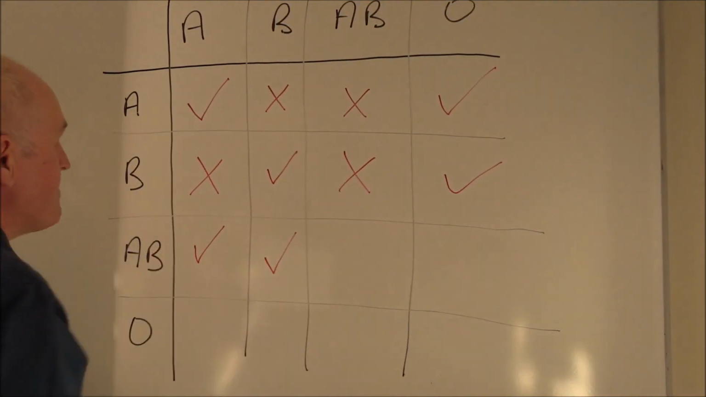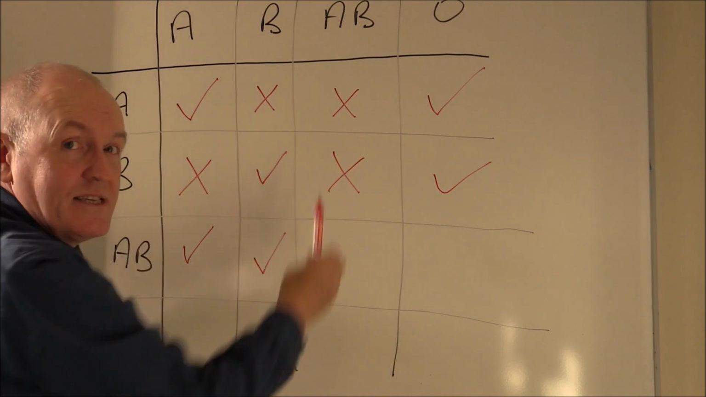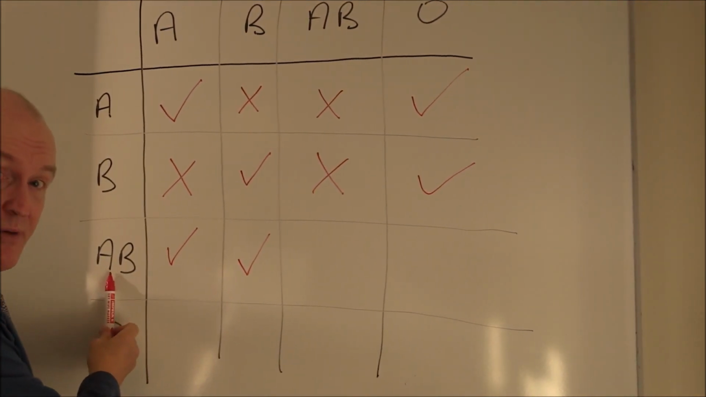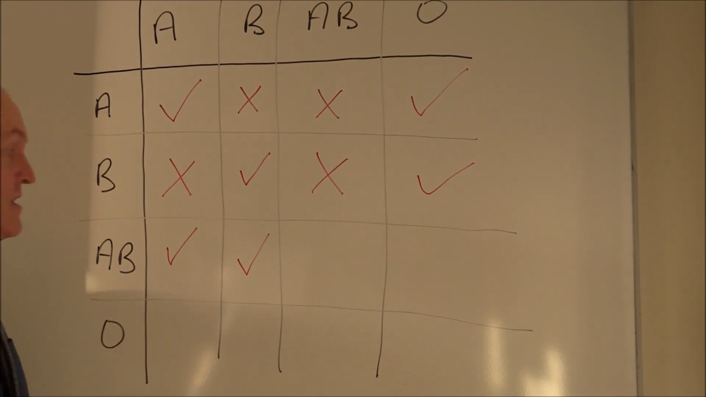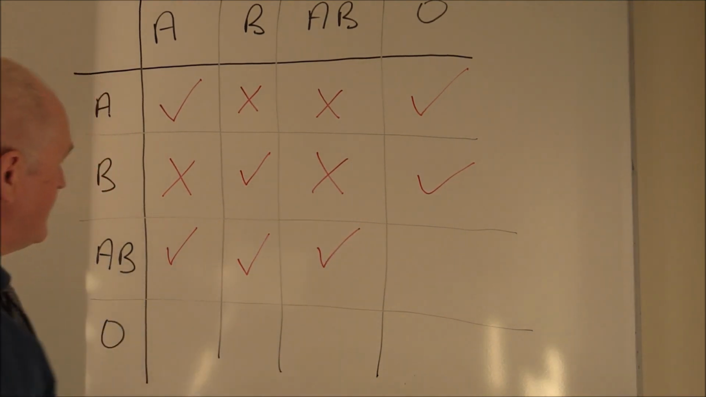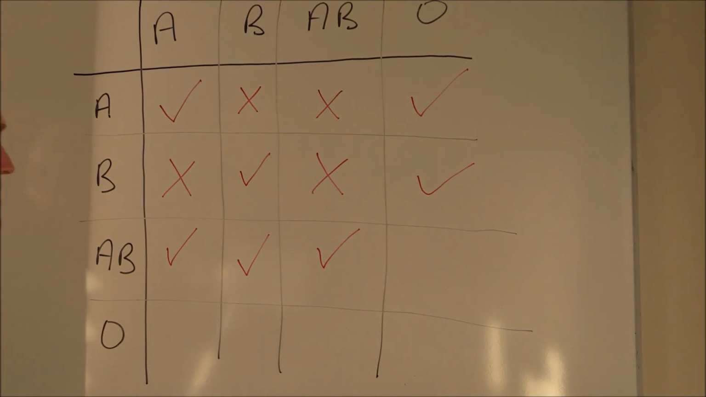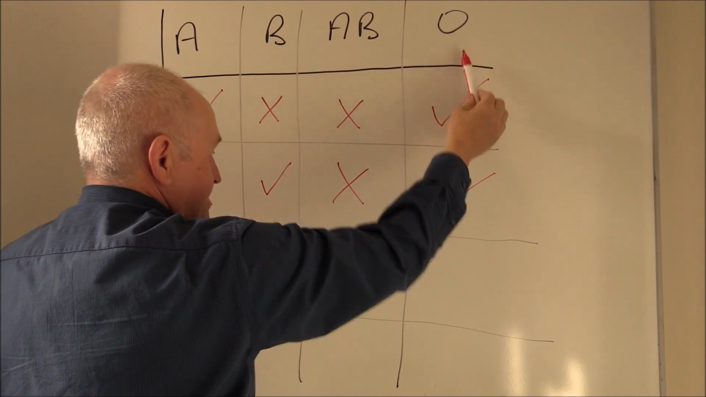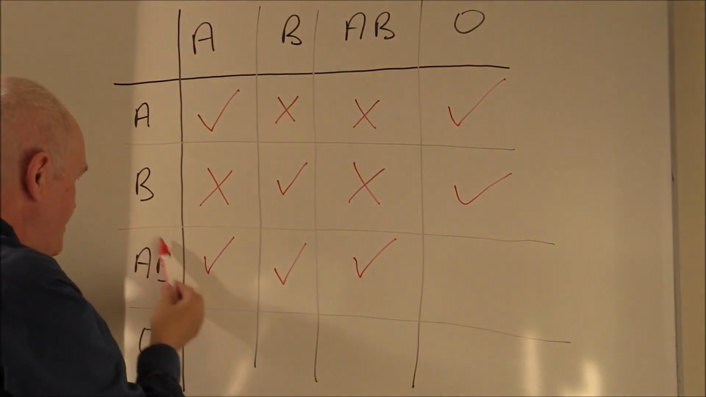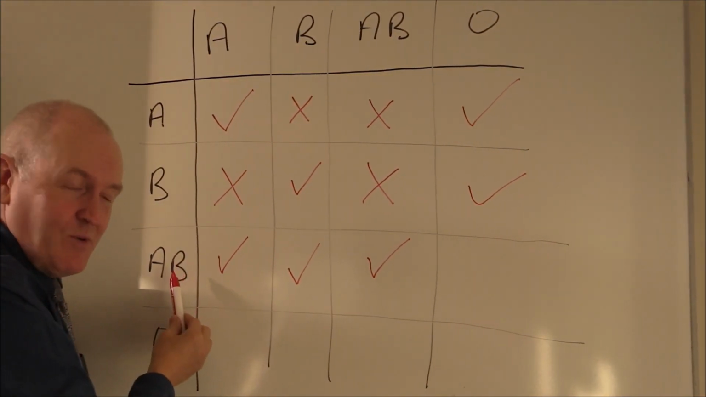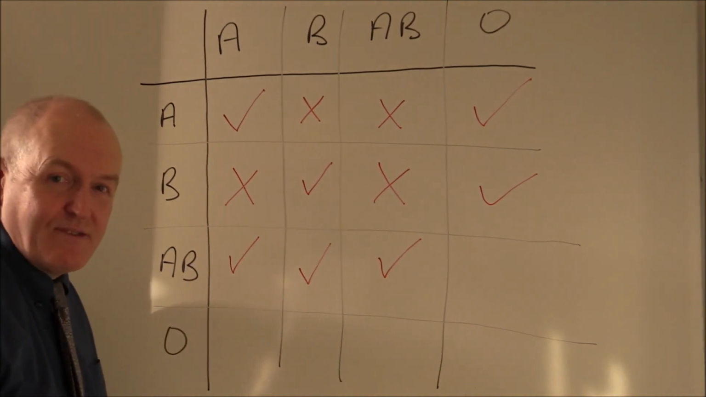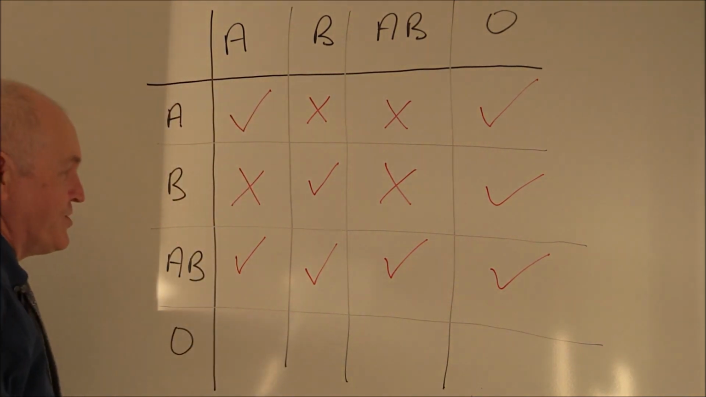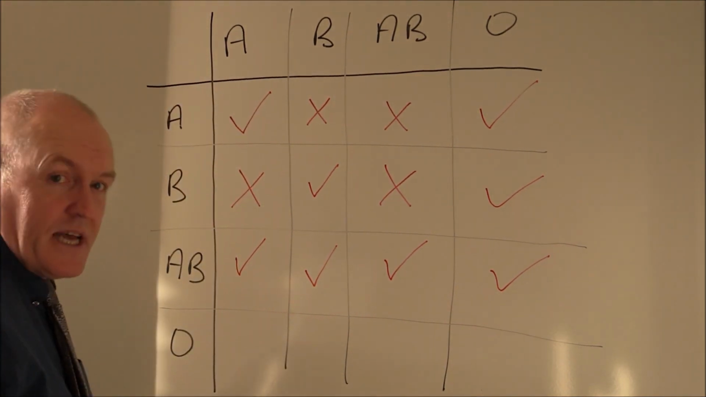AB to AB, well, here you're giving A and B antigens, but there are no A or B antibodies in the recipient's plasma, so again that is going to be acceptable. O contains no antigens, so no antigens won't react with no antibodies in the AB recipient, so that is an acceptable transfusion in theory based on this ABO system.